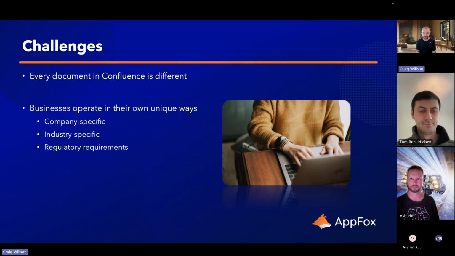But every document and every page that's created in Confluence, from your own to other sites and other organizations, is always different. So there are no two documents that are identical, and with that come some extra nuances as well, in that every business operates in its own way. So you have very company-specific ways of working. You might have something that's very specific to the industry that you're in, but you also might have some regulatory requirements, and this is again the conversations that we have with our customers.